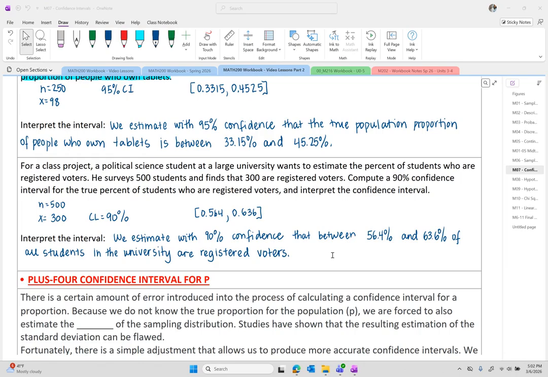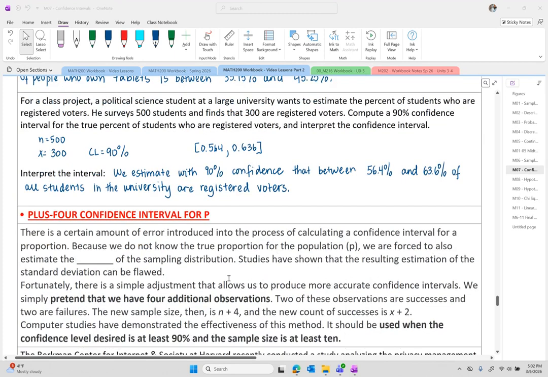Again, I used my technology to estimate with a 90% confidence level that between 56.4% and 63.6% of all students in the university will be registered voters.